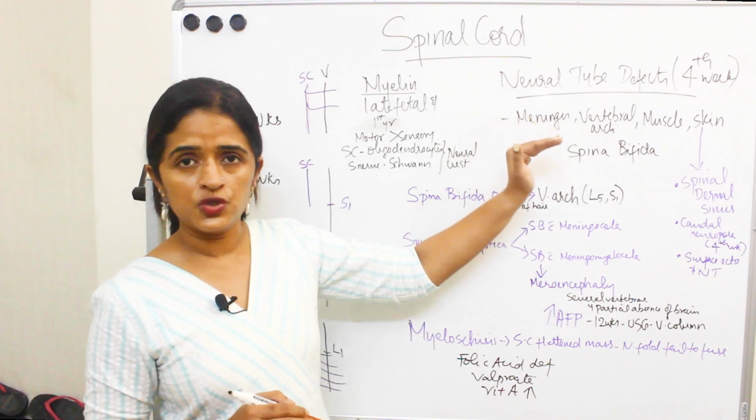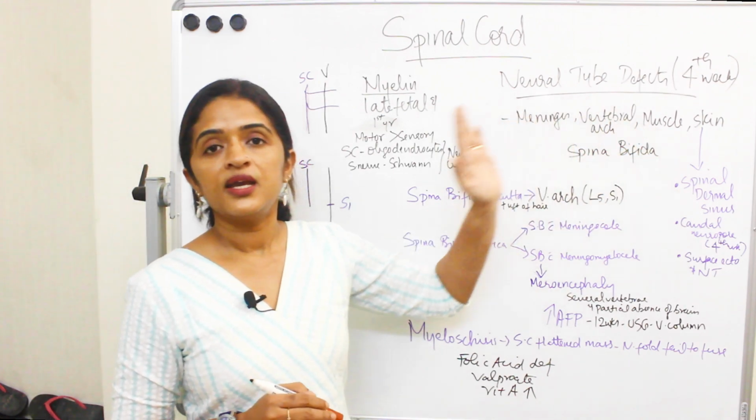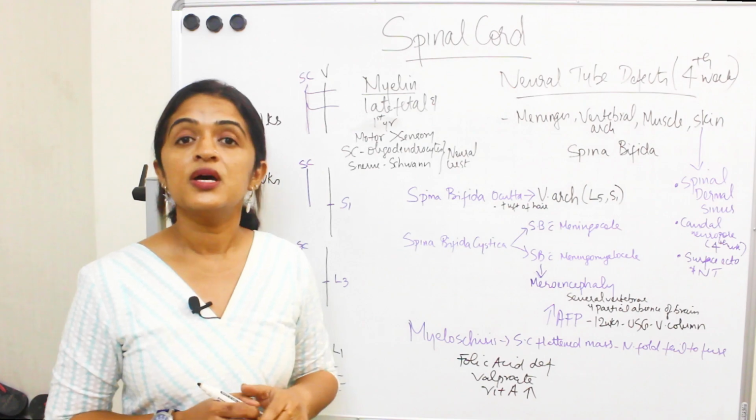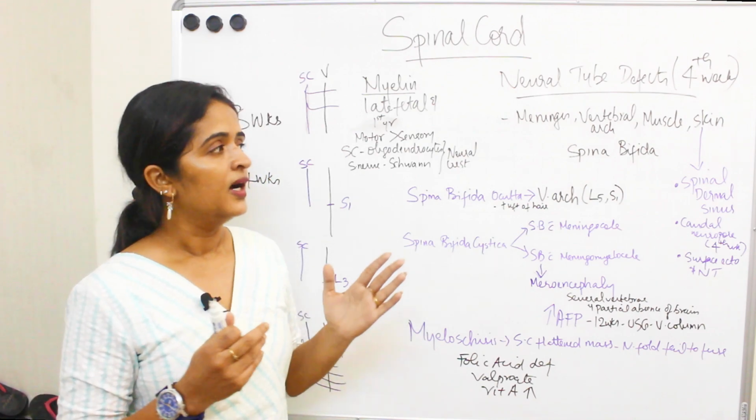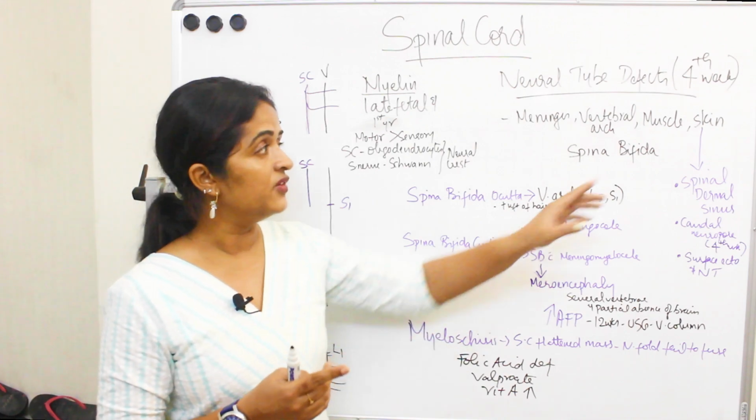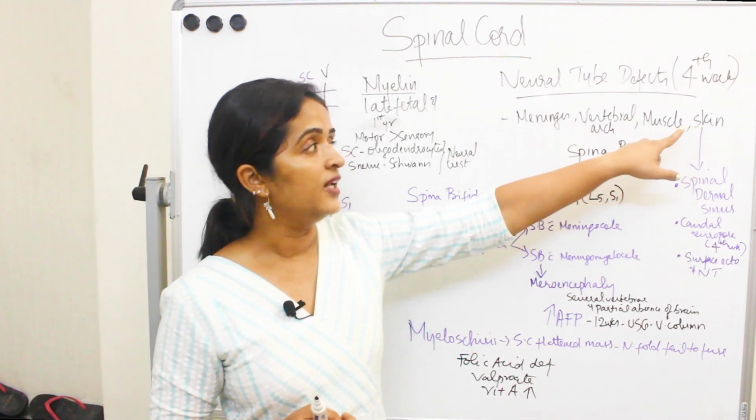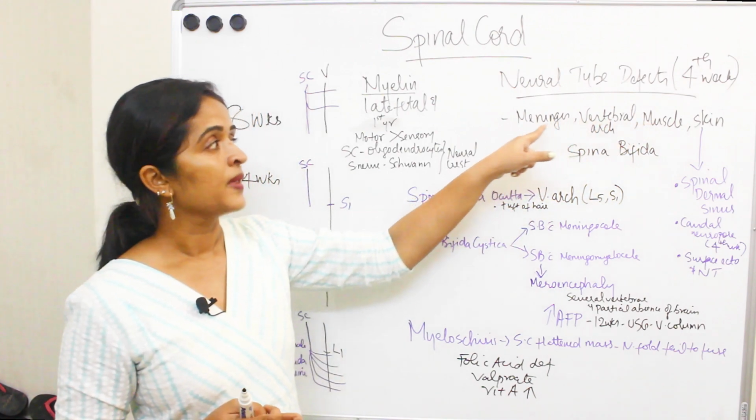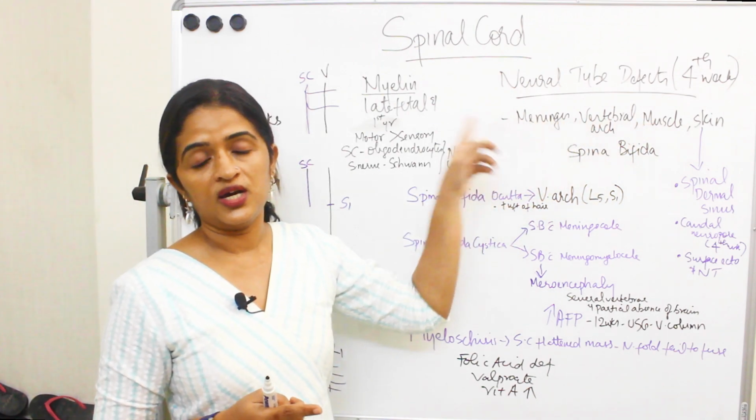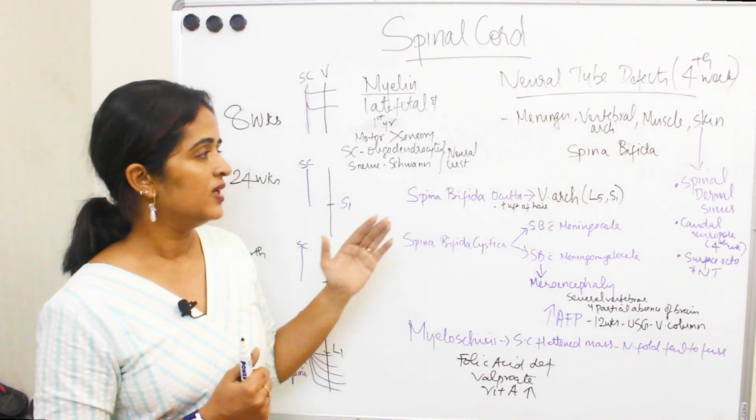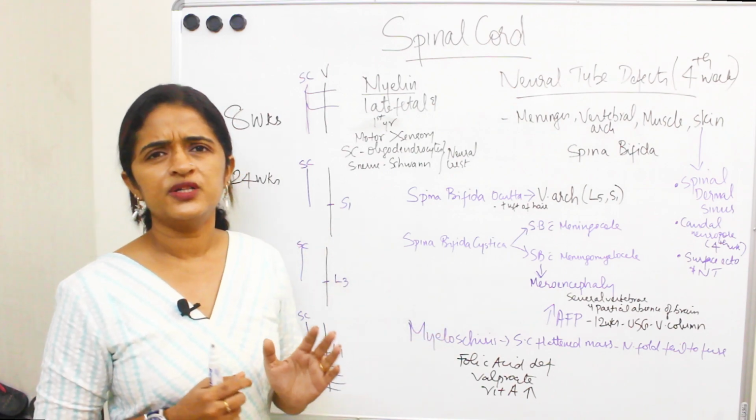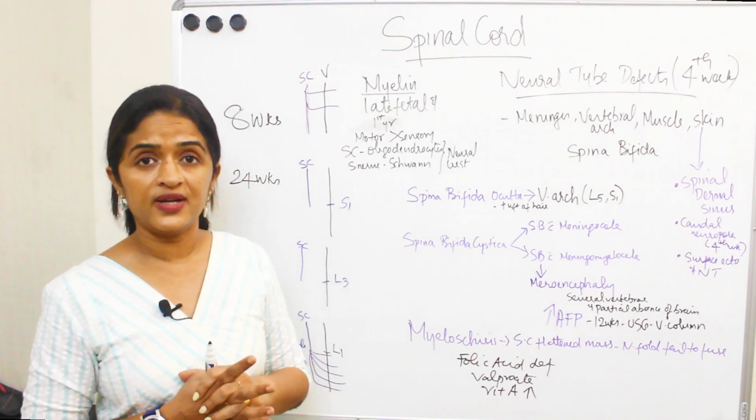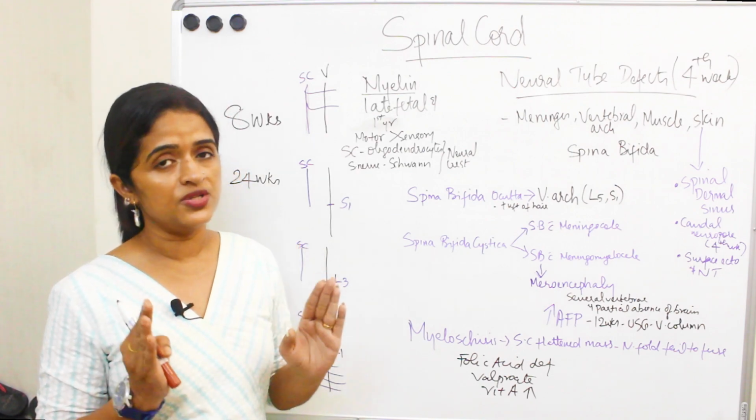Any issue with these coverings can result in a condition known as spina bifida. The severity of spina bifida will be very low if only the skin is involved, and the severity increases when all these neural arch elements are involved. So let's discuss the different patterns of spina bifida. Spina bifida is a favorite short note for UG as well as PG, so you should know the concept first.